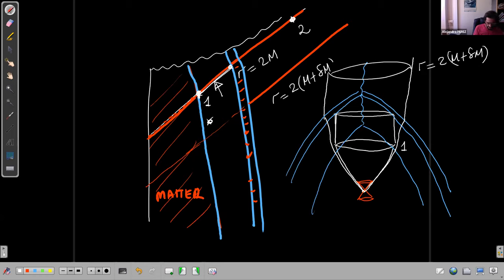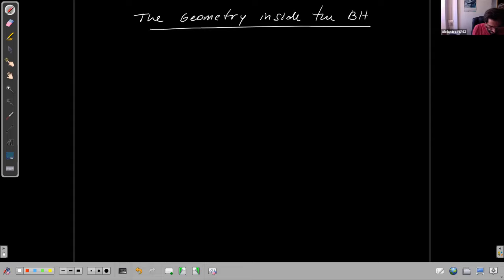All right, so before talking about compactification, and I'm not sure if I will have time for doing this, let me tell you about something that I find also very instructive and important for discussions in quantum gravity. And this is about the geometry inside the black hole. So let us go into the inside.